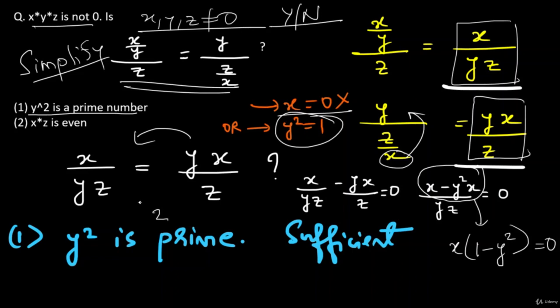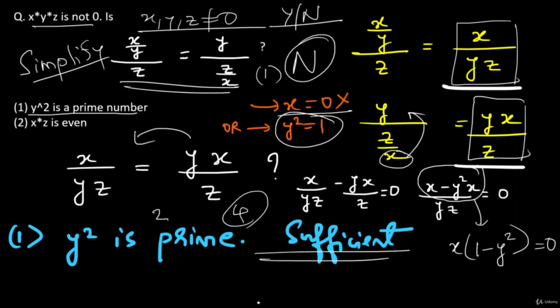So y square is greater than or equal to 2. Therefore, you can definitely say that y square is not equal to 1. So if y square is not equal to 1, this is not true and we have a definite no as per statement 1. Therefore, this is sufficient, right?